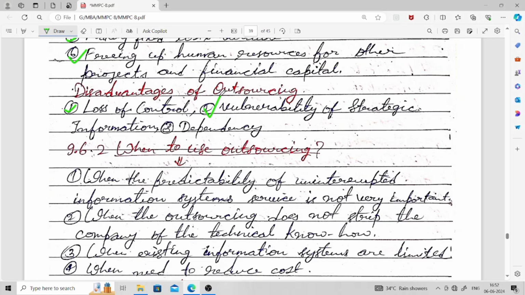Then third, dependency. It means we will have to depend on the service provider for the kind of information processing which we need.